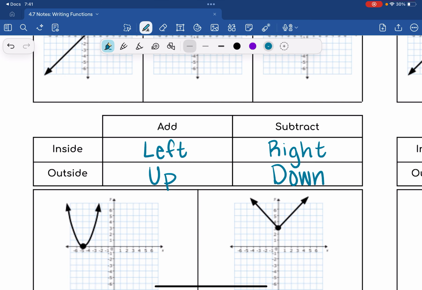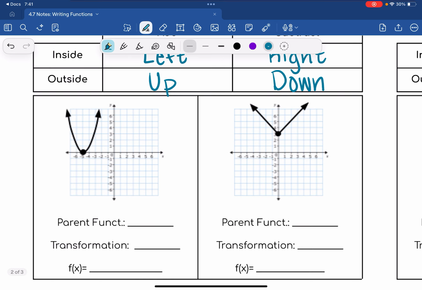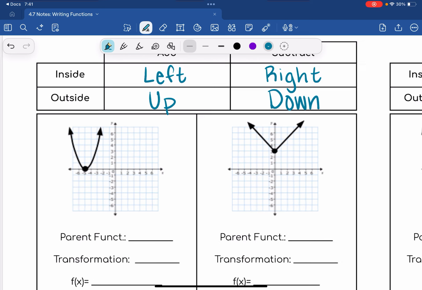So what we're doing today is we are going to already have a graph made, and we're going to look at the graph and write the function. Whereas in 4.6, we gave you the function, you decided what the transformations were going to be, and then you graphed it.